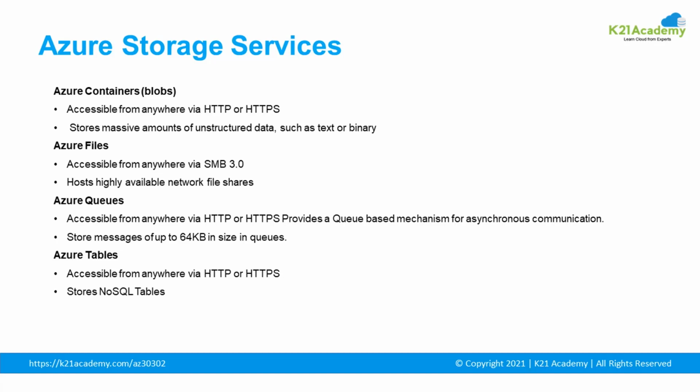Azure Files enables you to set up highly available network file shares that can be accessed by using SMB, that's a Server Message Block Protocol. That means that multiple VMs can share the same files with both read and write access. You can also read files using REST interface or with the storage client libraries.